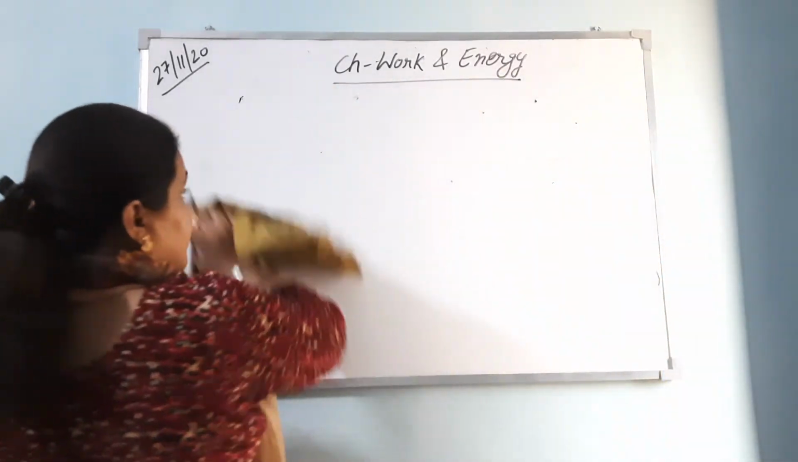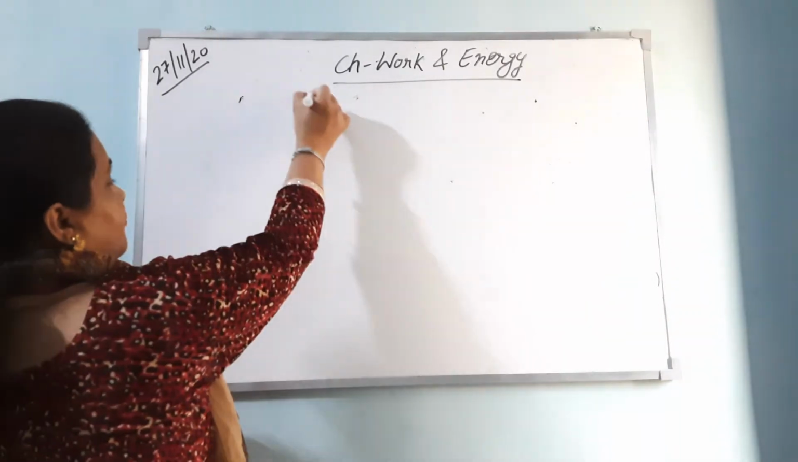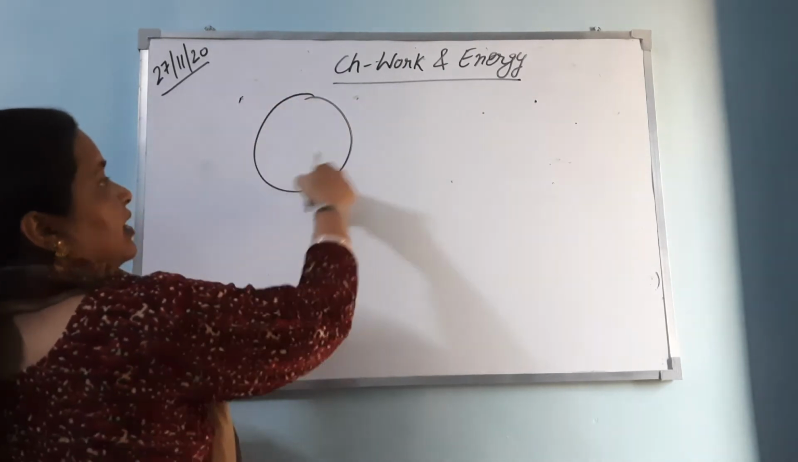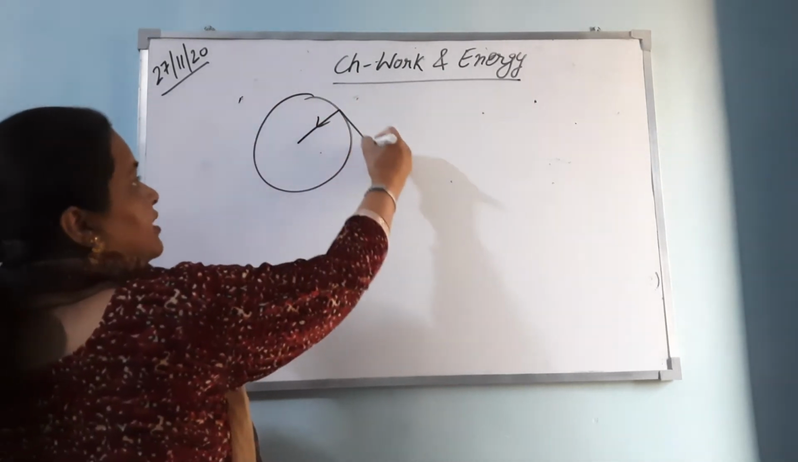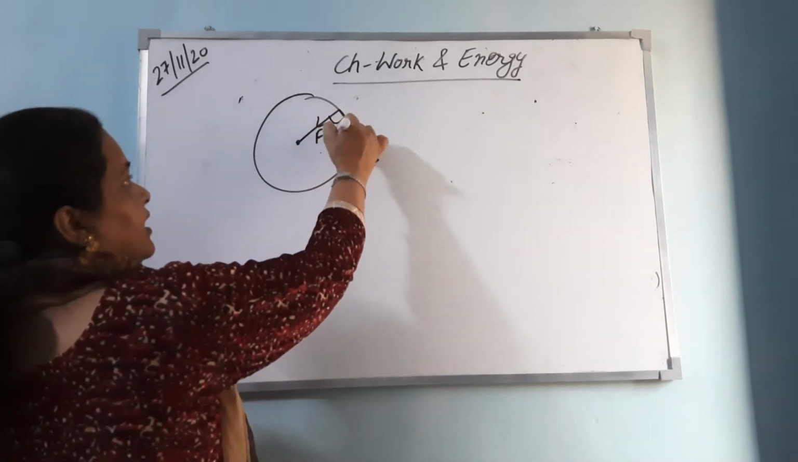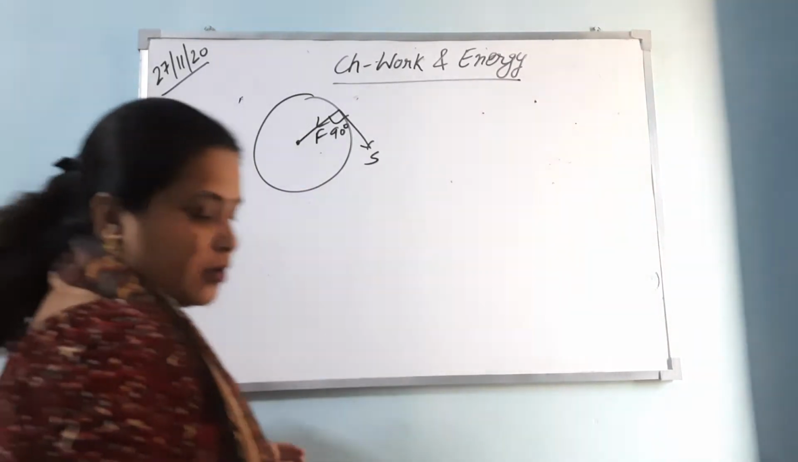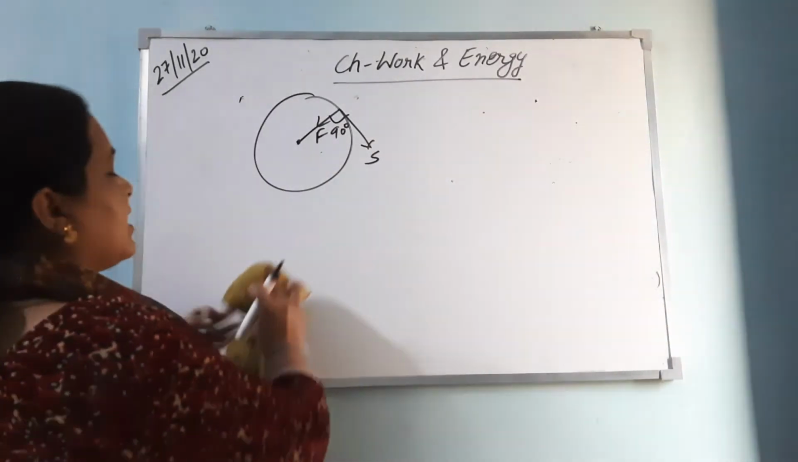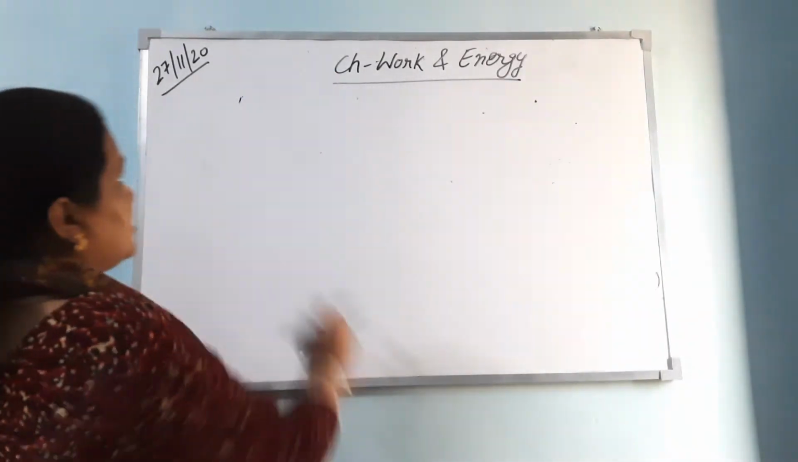Another example: if any body is revolving in a circular path, like the Earth revolving around the Sun, the centripetal force F acts towards the center, so the angle becomes 90 degrees. At that time the amount of work done is 0. I have already explained this in earlier classes. So in this type of question the work done is always 0.